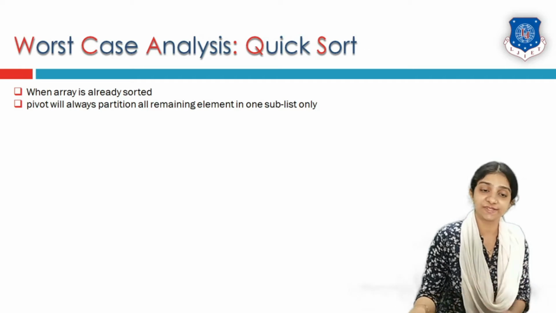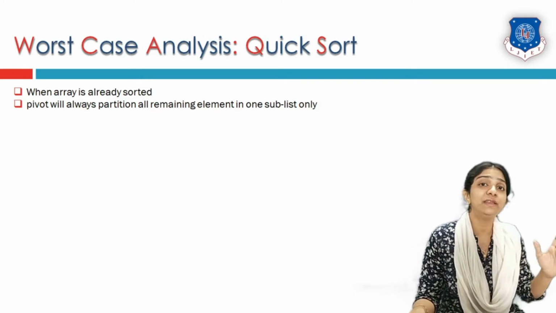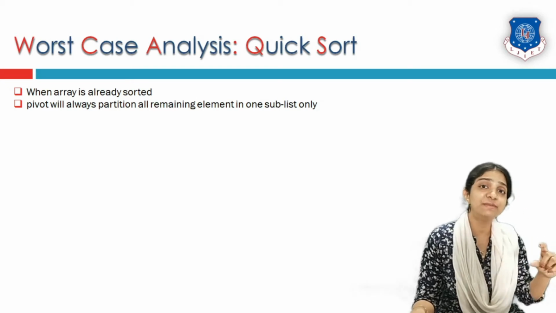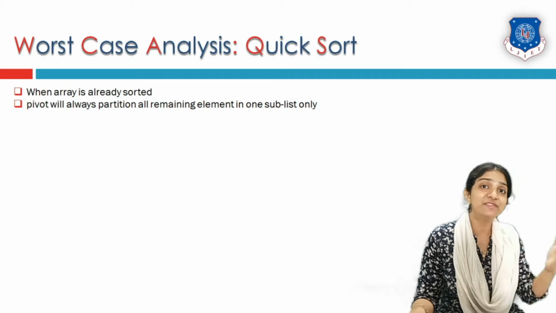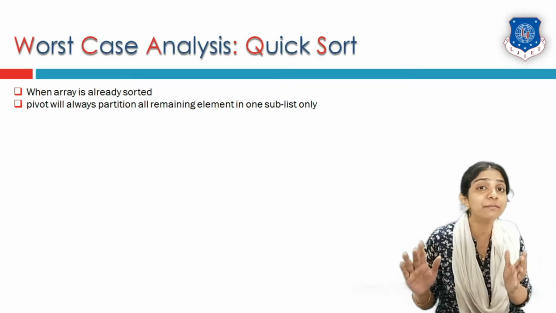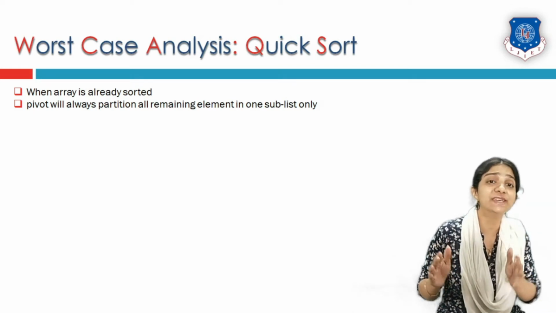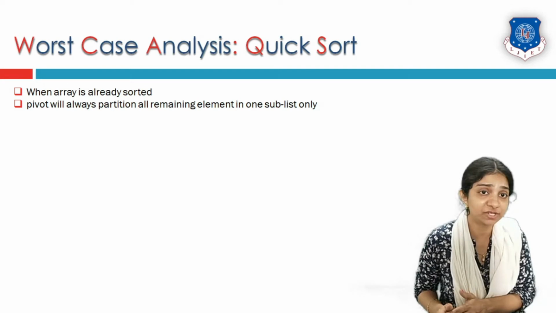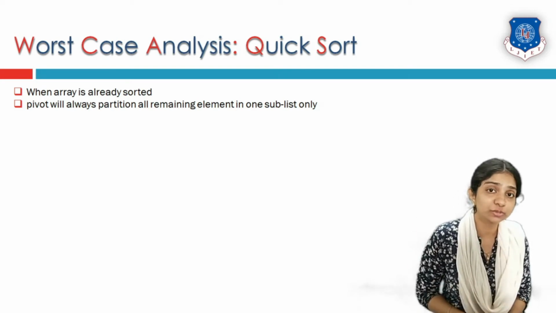How? Let us understand. When the list is already sorted in ascending order, the first element which is chosen as pivot will remain in its place. The left subarray will never be generated and the right subarray will be of n-1 size. And this process will be repeated for each and every element. So there will be n steps carried out.